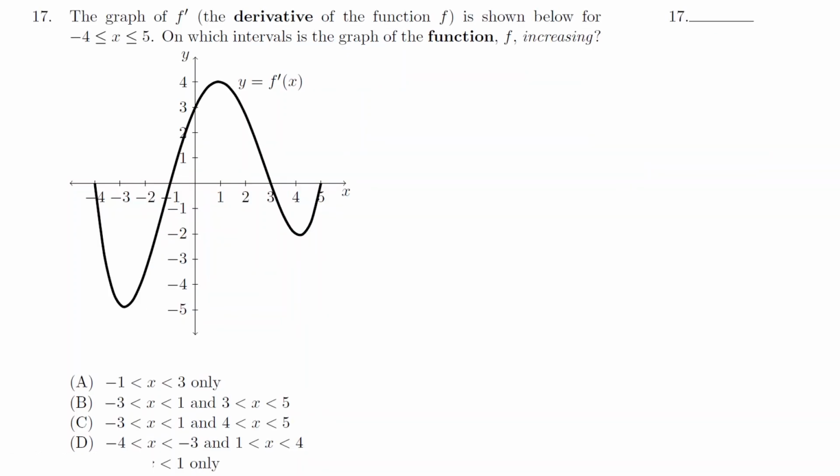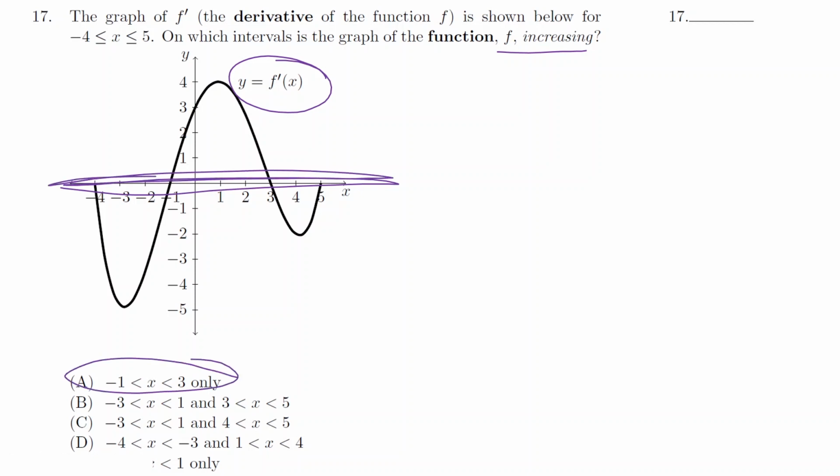Next. Here, on which interval is the graph of the function increasing? The goal is to remember that this is f prime of x. So it's increasing whenever this graph is above the x-axis. So that's between -1 and 3. A.